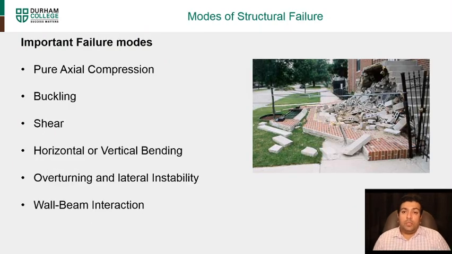Now, going into modes of structural failure, there are six main modes of structural failure. You have pure axial compression, buckling, shear failure, horizontal or vertical bending, overturning and lateral instability, and then wall-beam interaction.